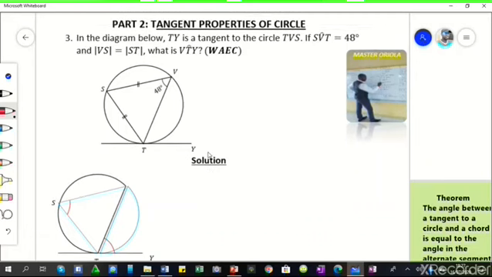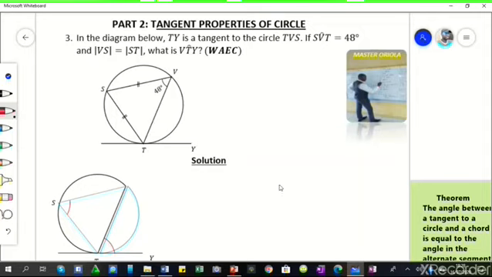This third question is a why question, and we are asked to find, in the diagram below, TY is the tangent to the circle TVS. This circle is named TVS. If angle SVT is 48 degrees, and VS equals ST, what is the size of angle VTY?